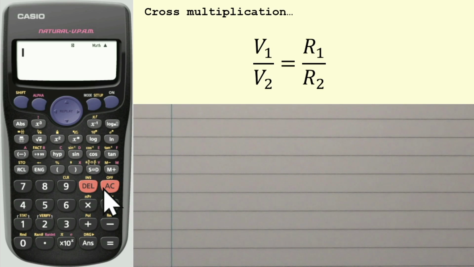How does it work? Well, when we multiply the top left term in this equation by the bottom right, then that will be exactly equal to the bottom left multiplied by the top right. So if we go back a stage, V1 multiplied by R2 will be equal to V2 multiplied by R1. Now let's look at an example question.